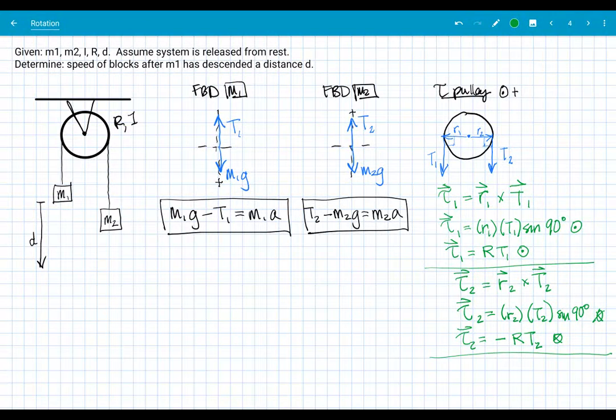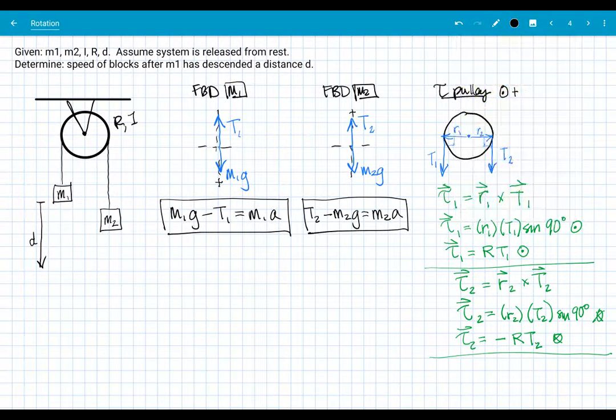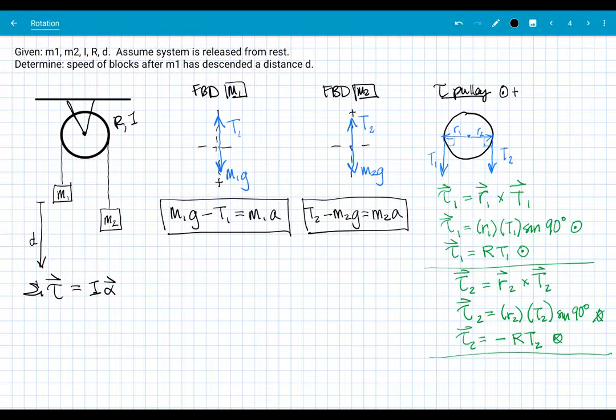So I've got these two torques. I'm going to continue work on the left-hand side of the page where I have a little bit more space here. What I know is that I can relate the sum of the torques on my pulley through Newton's second law. I can relate the sum of the torques to the product of I and alpha. So that's what I'm going to do right now.